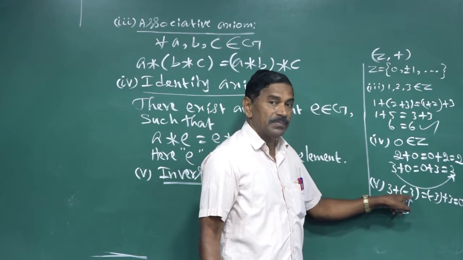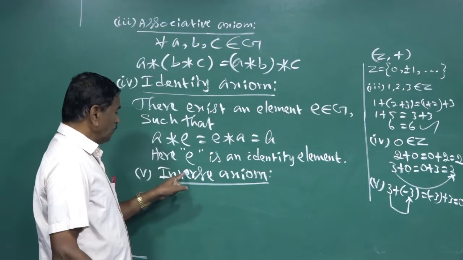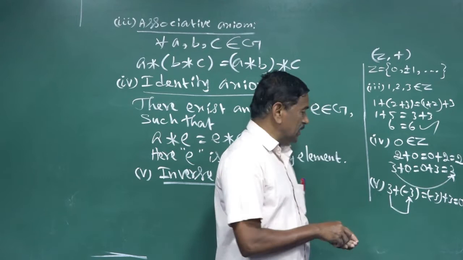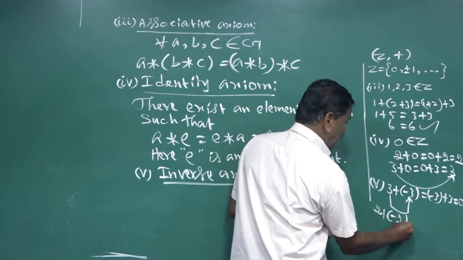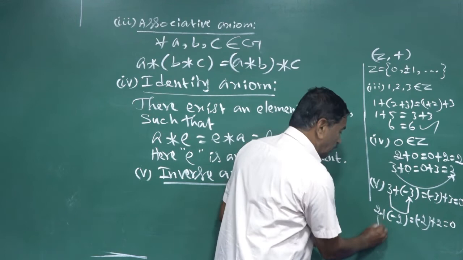Here the operation is addition. Therefore, the additive inverse of 3 is minus 3. Now, come to the question. Again, listen carefully. The inverse topic gives the identity answer, where 0 is the identity. For example, 2 plus minus 2 is equal to minus 2 plus 2 is equal to 0. Addition is the operation, so the additive inverse of 2 is minus 2.